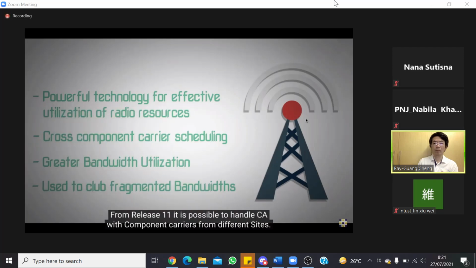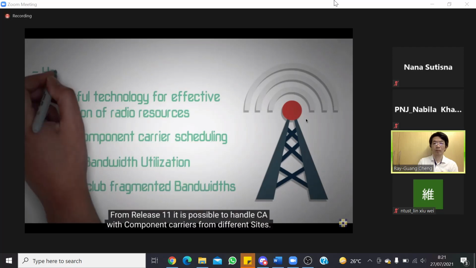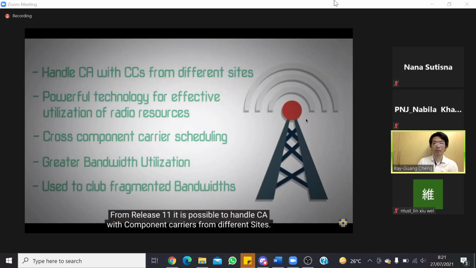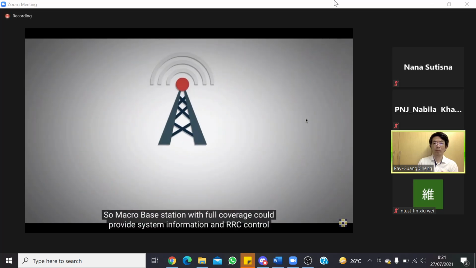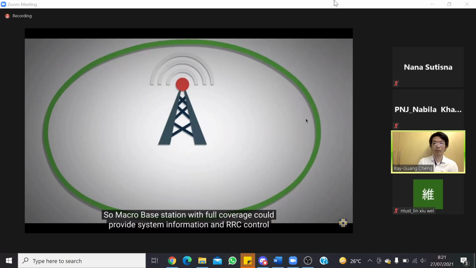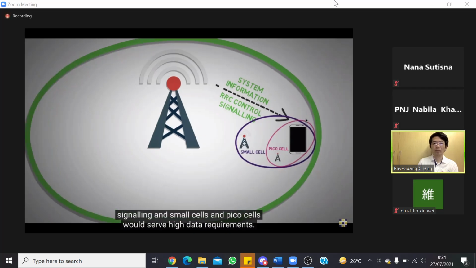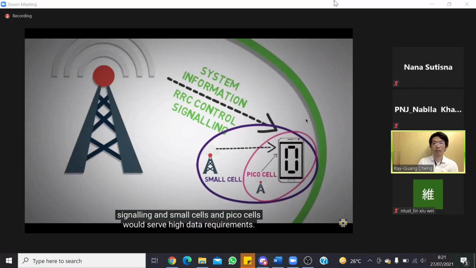From Release 11, it is possible to handle CA with component carriers from different sites. So, a macro base station with full coverage could provide system information and RRC control signaling, and small cells and picocells would serve high data requirements.